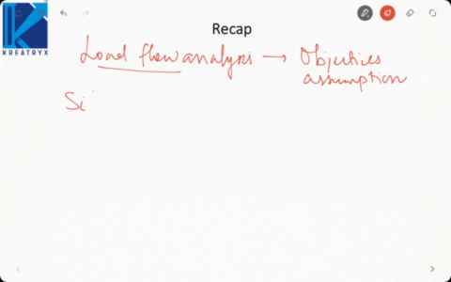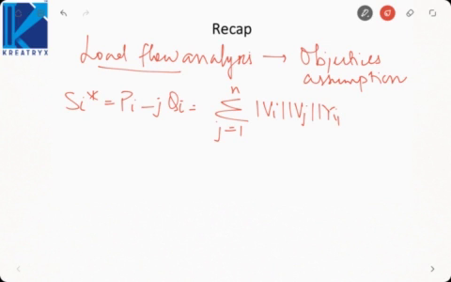So we found out Si conjugate, which was Pi minus jQi, which came out to be summation j is equal to 1 to N, mod Vi, mod Vj, mod Yij, angle delta j minus delta i plus theta ij. This was the complex power injected at bus number i.